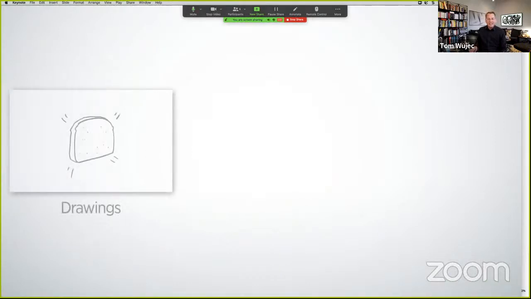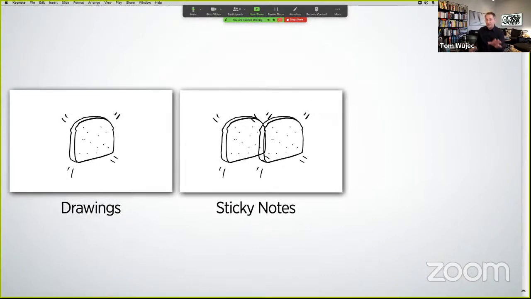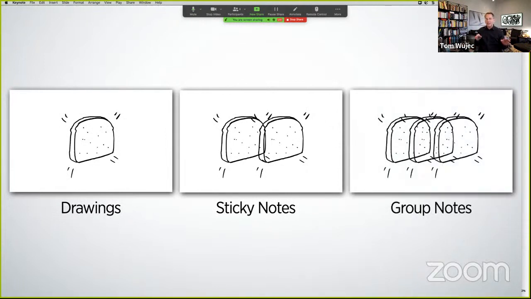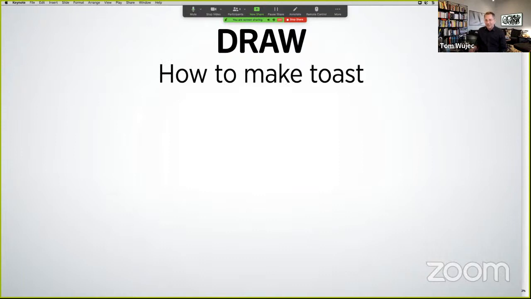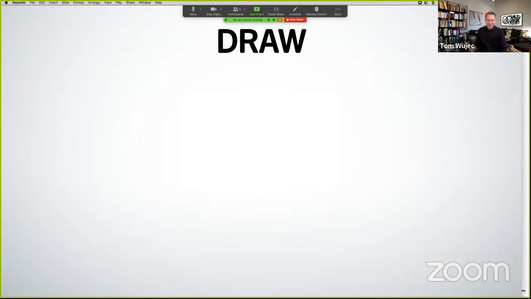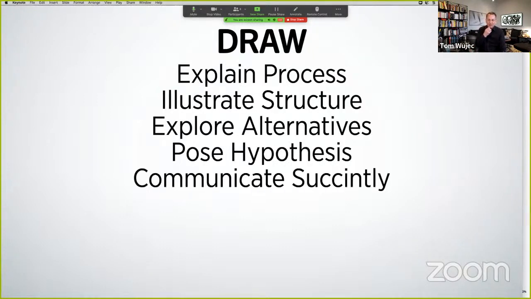So the lessons for us are: drawings allow us to see our mental models. Sticky notes allow us to have a conversation with them. We won't be doing much of that today, but next week we will. And group notes will allow us to create the richest and most collaborative models, building in engagement and collaboration. So it's a powerful tool for us to do those three things that I had talked about: think, collaborate, and sell. So you probably aren't going to draw a picture of how to make toast ever again, but you might draw how to explain a process or illustrate a structure or explore alternatives or much, much more.